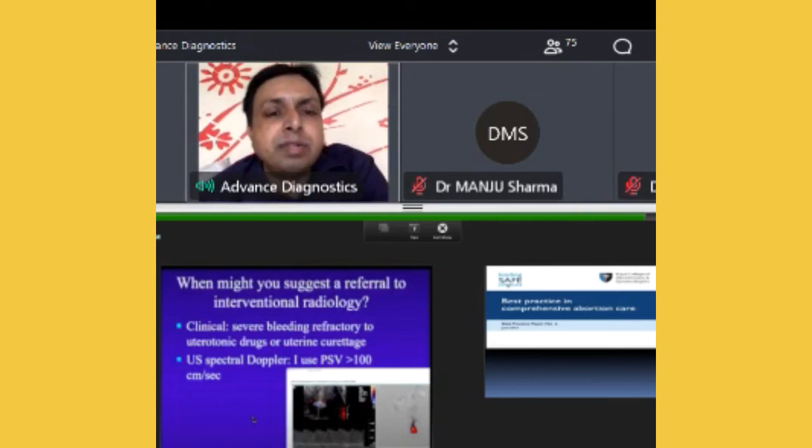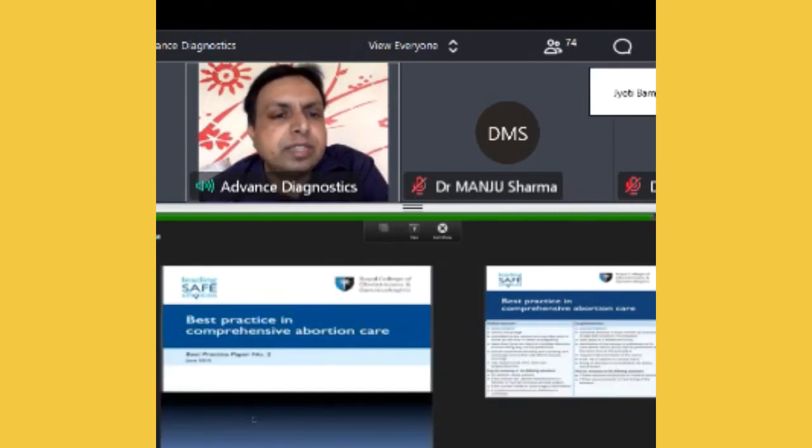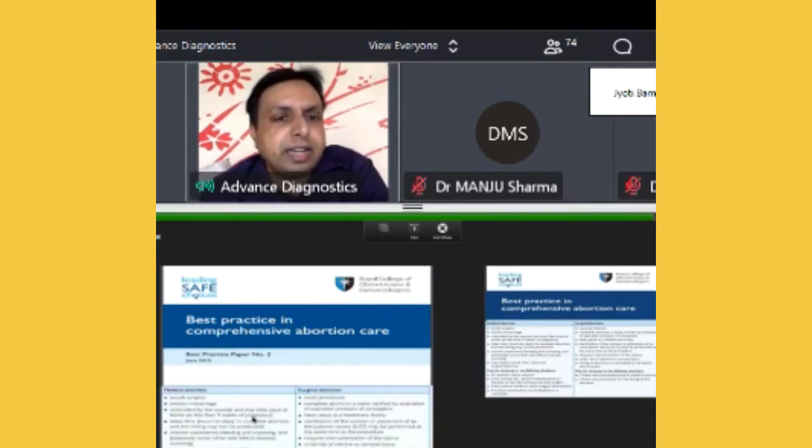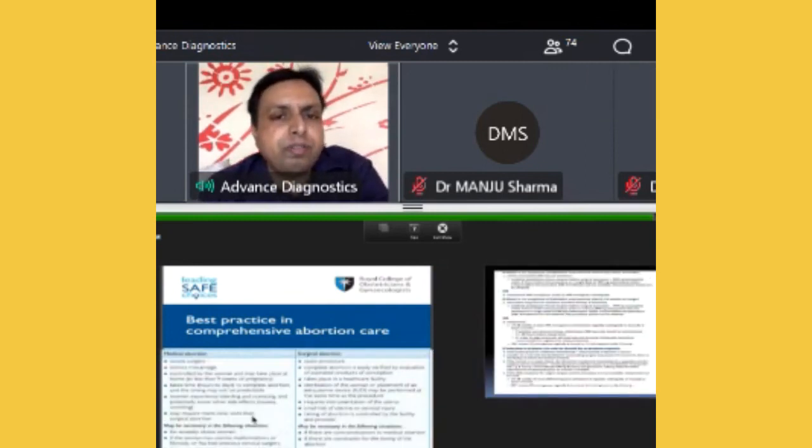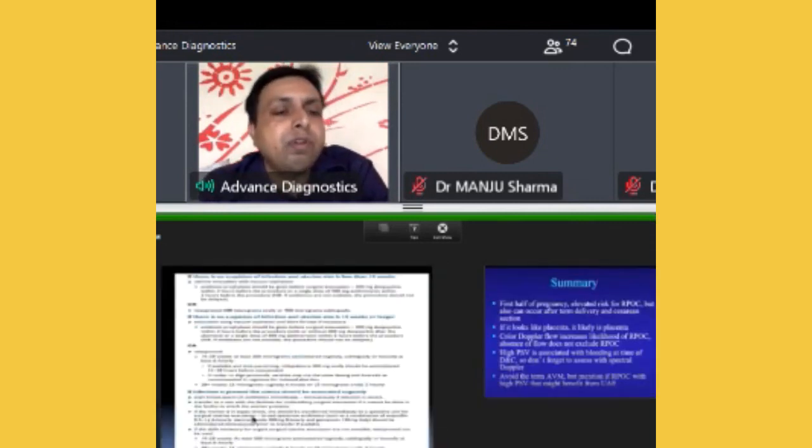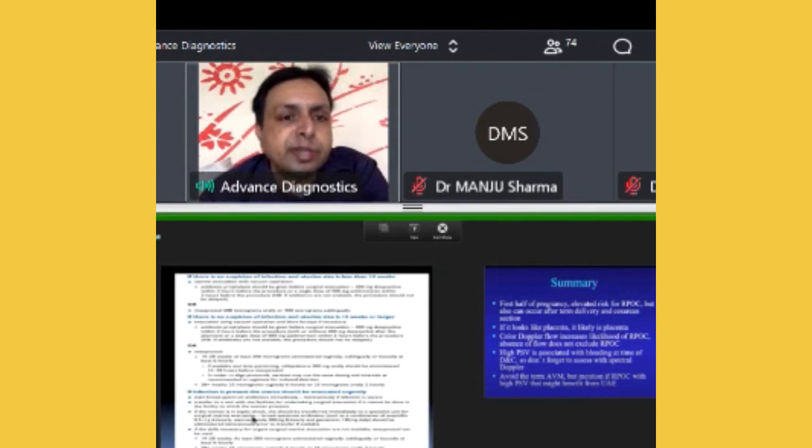I searched through the management, but I won't go through the management in detail. Just a few words that I discovered during this talk: in this RCOG guideline, they have suggested that medical abortion can be given till 9 weeks, that is, less than 9 weeks of pregnancy. And they have a complete list of what to do and what not to do. You may go through it to know the management guidelines.